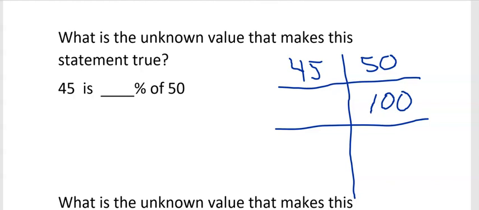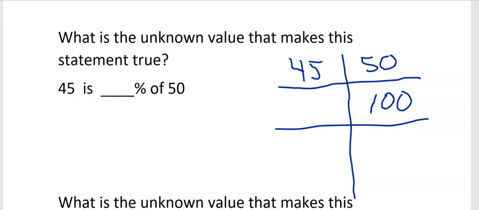Okay, so what is the unknown value that makes this statement true? 45 is the part, so that goes on the left side. 50 is the whole amount. Percent always is out of 100, which means I just went ahead and put the 100 there in the whole amount column underneath the 50.